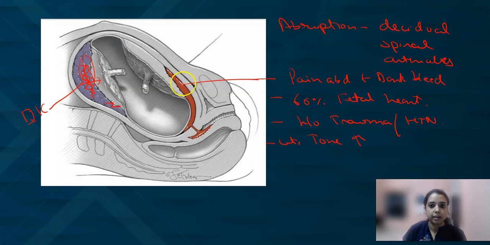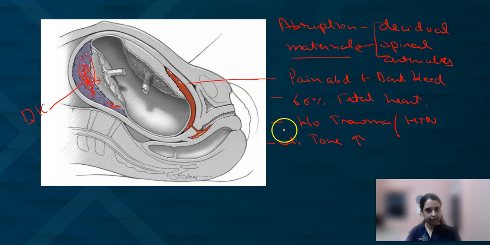One other question asked is, the blood which is being collected or revealed, whose blood it is? Is it maternal or fetal blood? Decidual spiral arterioles are basically maternal. So it is the maternal blood which is being collected in abruption. Okay, so this is about the abruption.